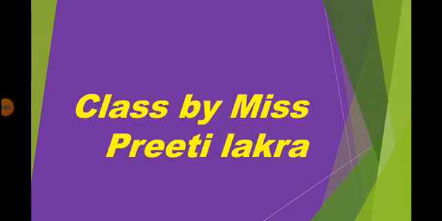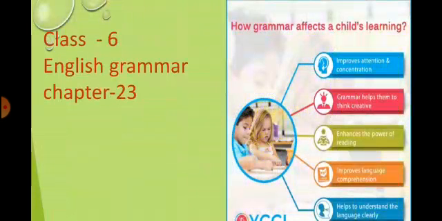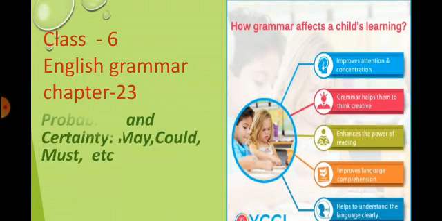Welcome students. I will start a new chapter for class 6 English grammar, and the name of the chapter is Probability and Certainty. That is chapter 23, and in this chapter I will tell you how and when to use may, could, must, etc.